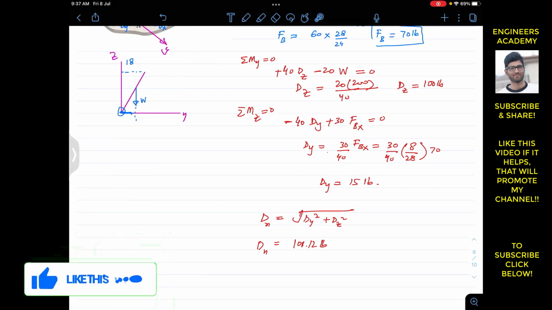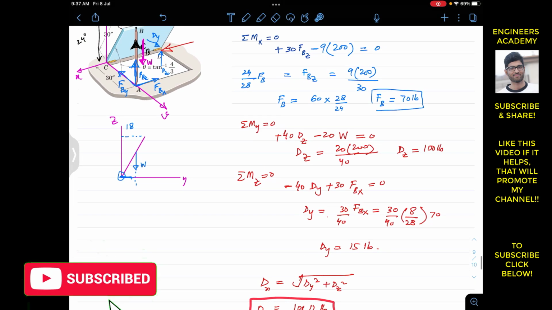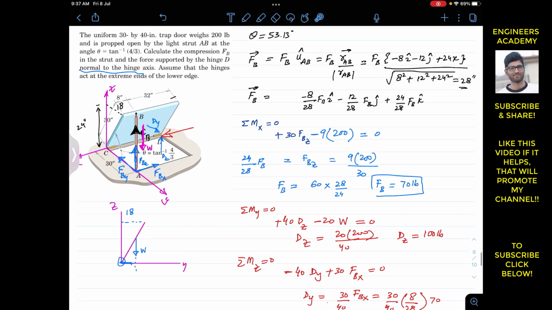So this is the normal force which is supported by hinge D, and the compressive force on the strut is equal to 70 pounds. So this is the solution of this particular problem.